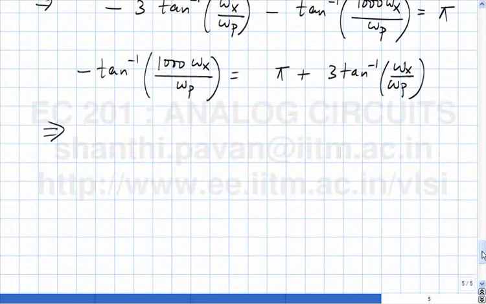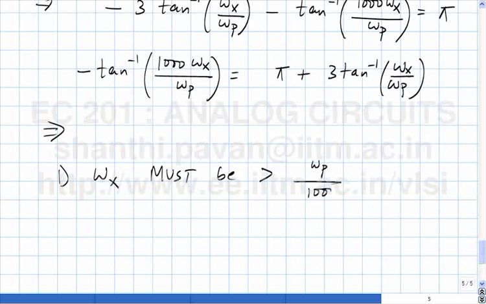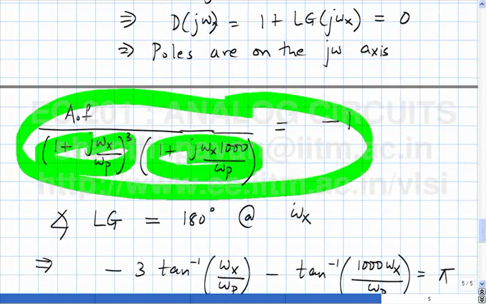One thing to observe is that omega x must be greater than omega p by 1000. Because if it's less than omega p by 1000, this itself is 45 degrees, this will be 1000 times smaller approximately. So the three phases will never add up to 180 degrees.